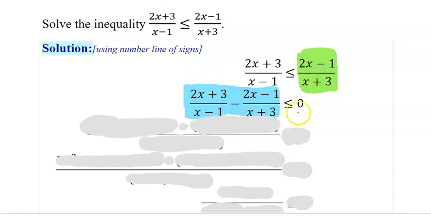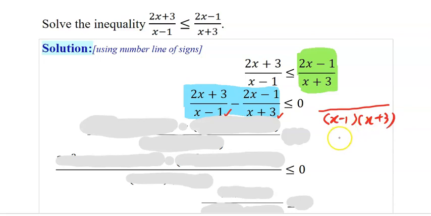In order to turn it into a single fraction, we need a common denominator, so we consider these two denominators, x - 1 and x + 3, as the common denominator. And here we shall not expand these two factors, because later, when we decide the answer by using the real number line, we need the linear factors. So just leave it in factorized form.